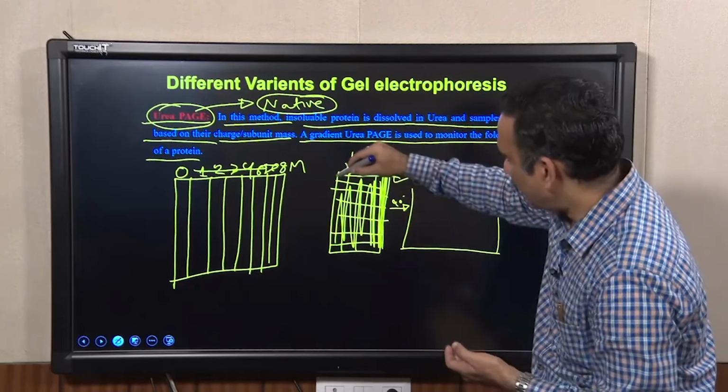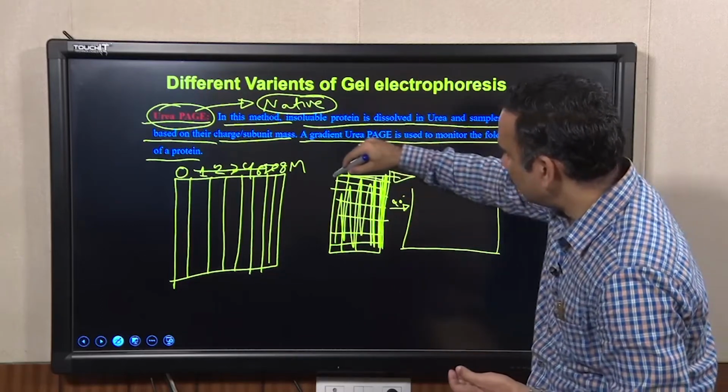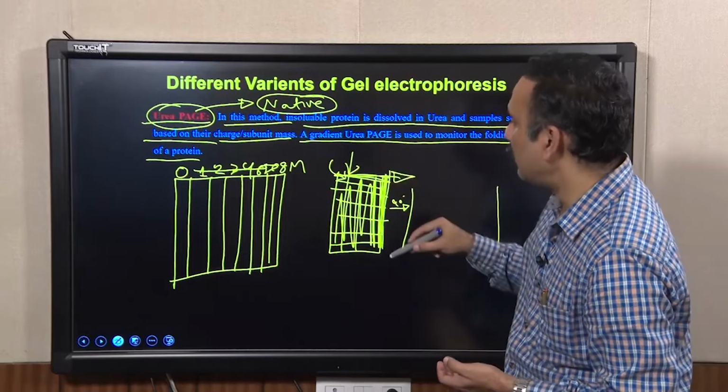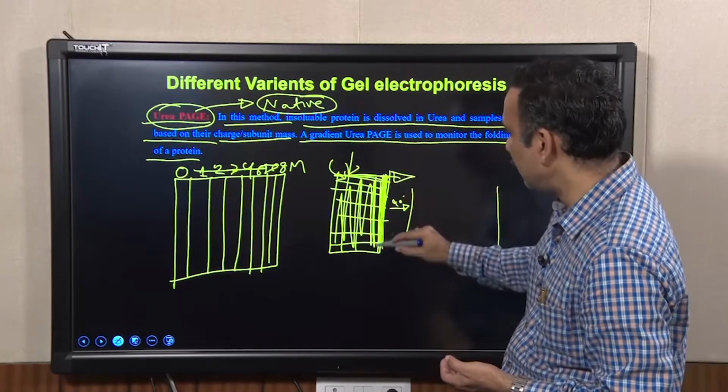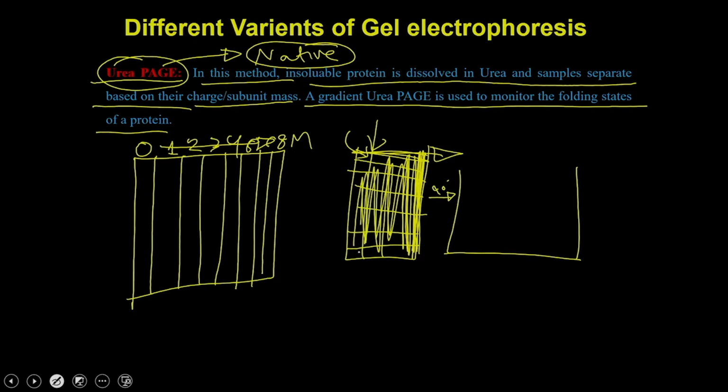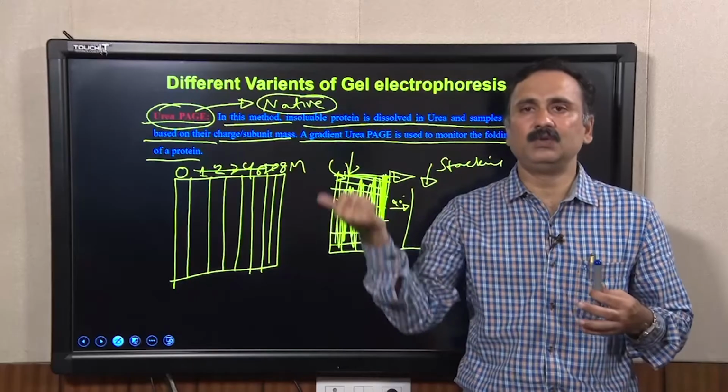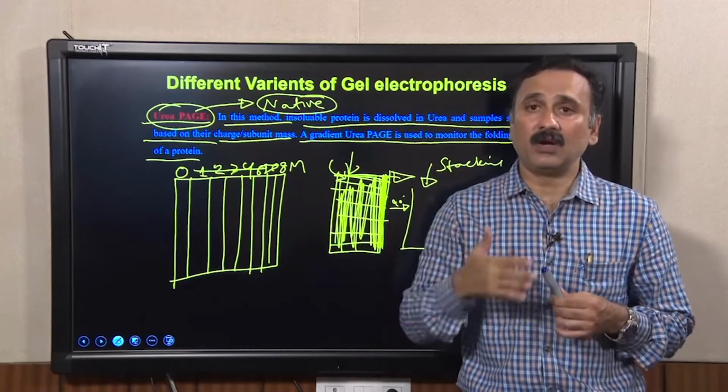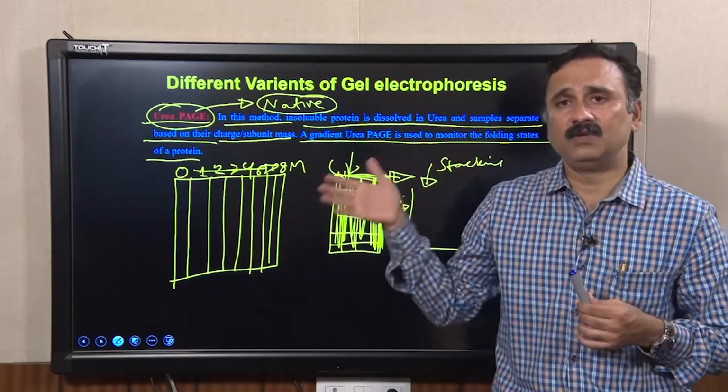So, when you rotate, you have to block from the top as well, and then you start pouring from the top, and first you fill this one, this one, this one, this one, this one, like that. Okay. So, once you are done with the casting up to the end, then you can rotate it back again, and then you can start pouring the stacking gel, put the comb and cast the different wells, and then you just load the proteins which have already been incubated with the different amounts of urea.